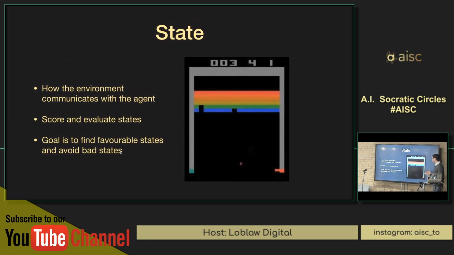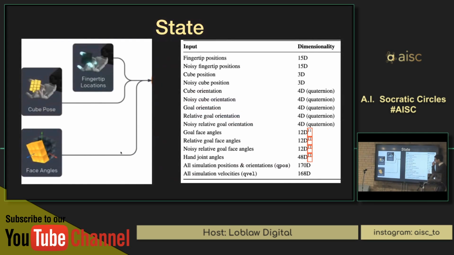And the state is what you basically observe. So in a video game, it would be the video game screen. And as I mentioned, our goal is to find favorable states and avoid bad states. So what's the state here? As I mentioned, you have fingertip locations, the joint positions, the cube pose, and the facing angles. Later we're going to talk about this. The model cannot see all of them at the same time, depending on whether you're the actor or the critic.